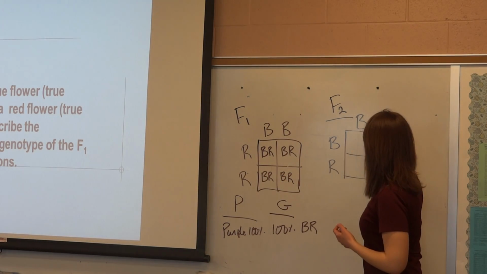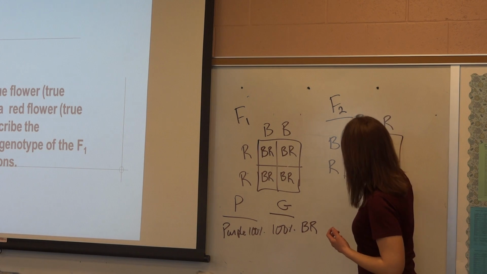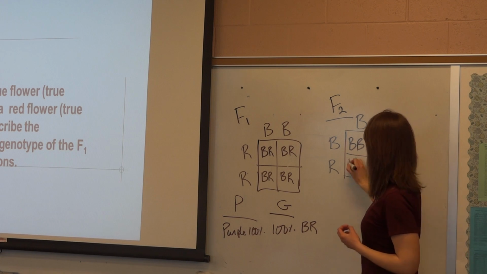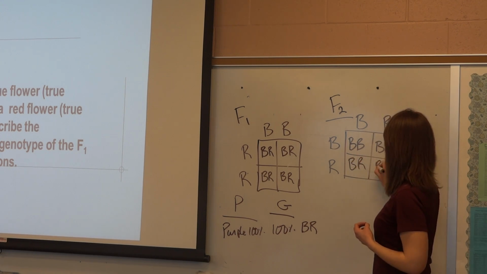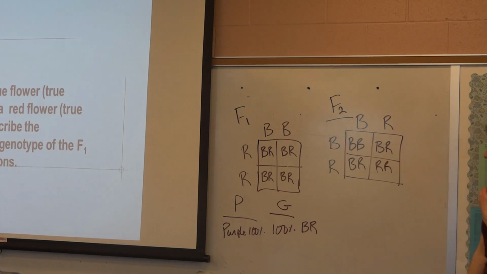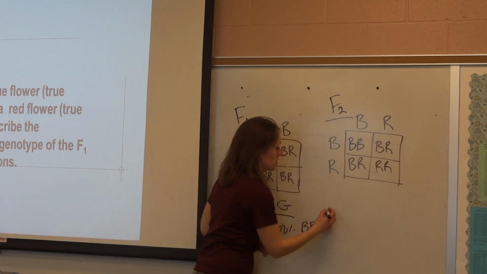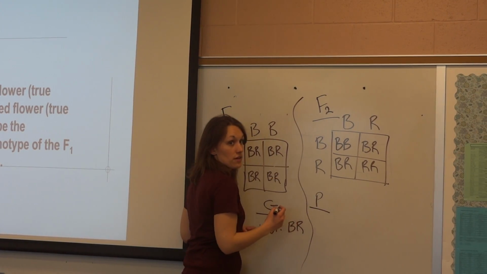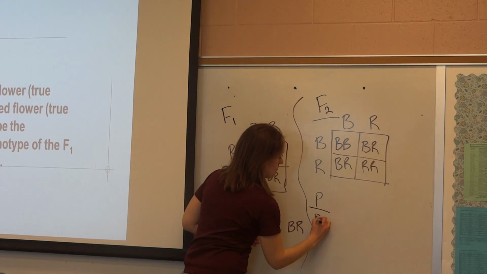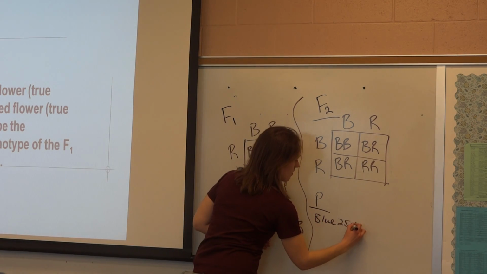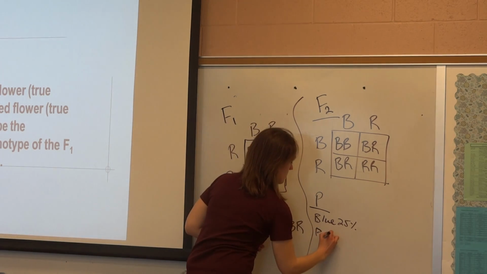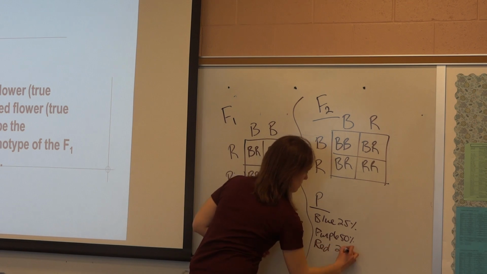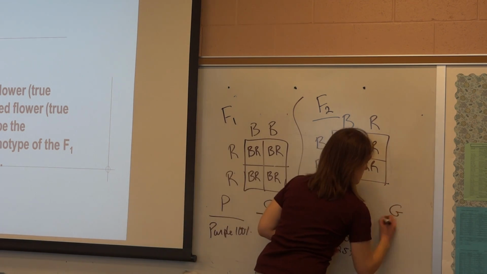Okay, so what do I get in my first box here? Big B, big B. How about the next one? BR. Next one? BR. And last one? RR. Alright, let's do the phenotype and genotype. What's the phenotype going to be for this one? Blue 25%. Okay, purple 50. Red 25. Good, thank you.